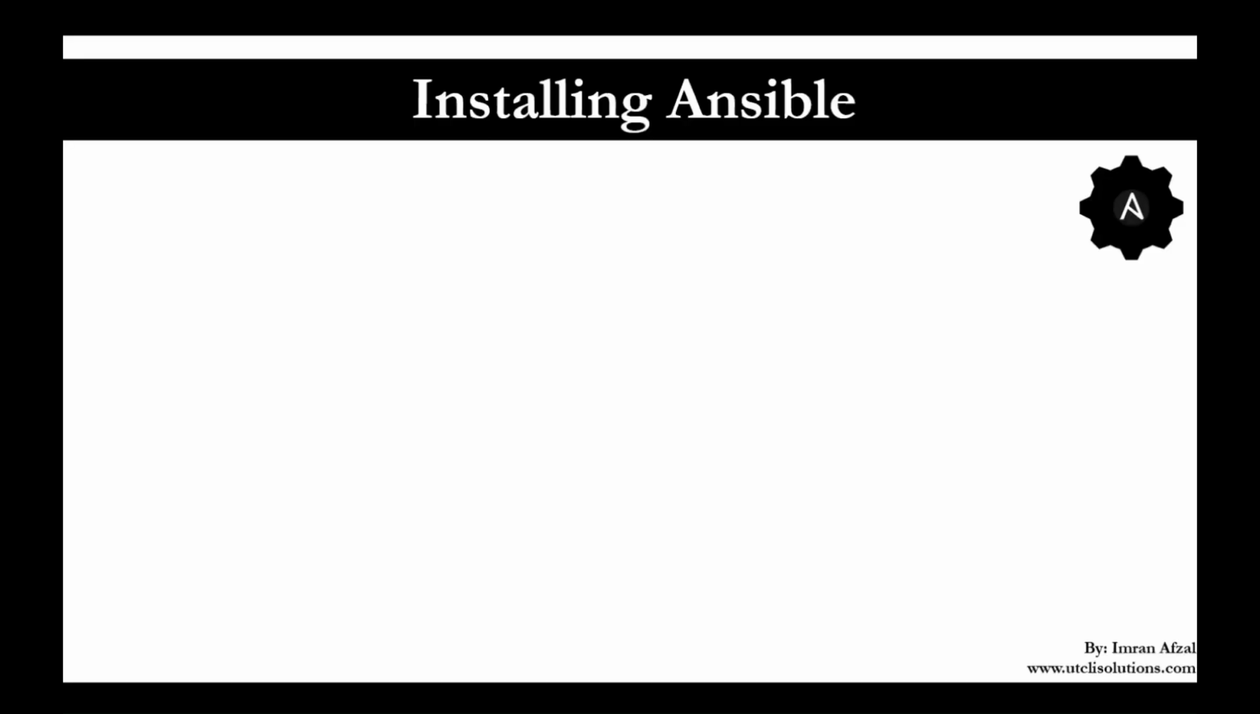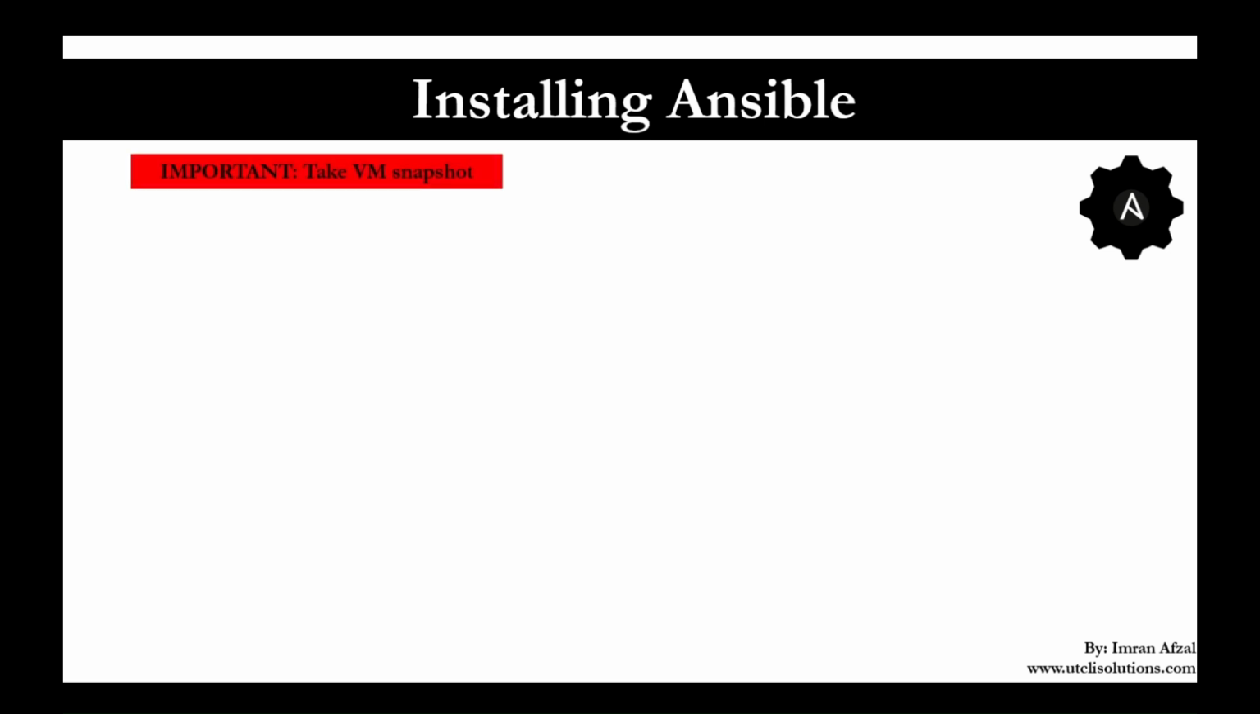Hey folks, this is the last step of our lab setup. We have downloaded and installed Oracle VirtualBox, then we have downloaded and installed the Linux operating system. Now it's time to install Ansible software, or Ansible engine, on our Linux operating system.